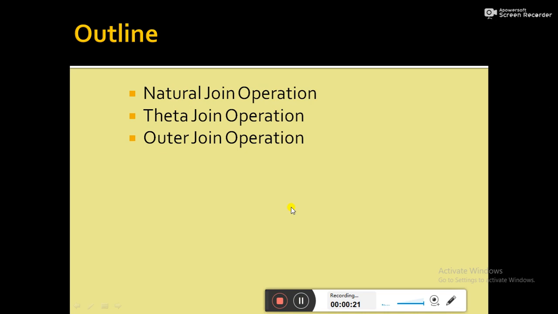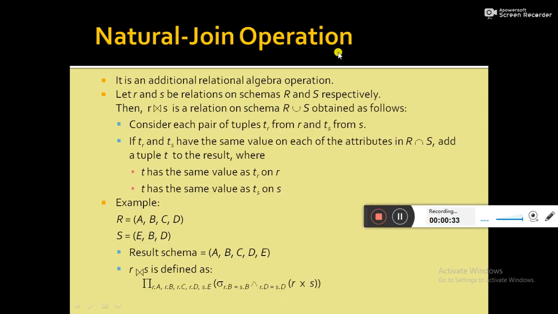And these are the topics which I am going to cover during this lecture. First, I will discuss natural join operation, then theta join operation, and at last I will discuss outer join operation. So what is natural join operation?